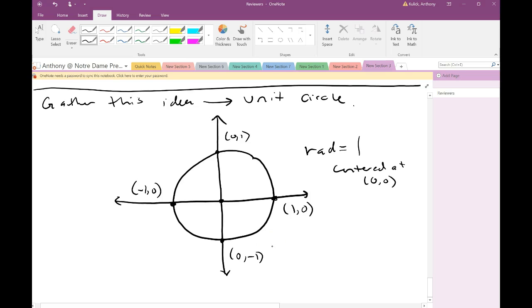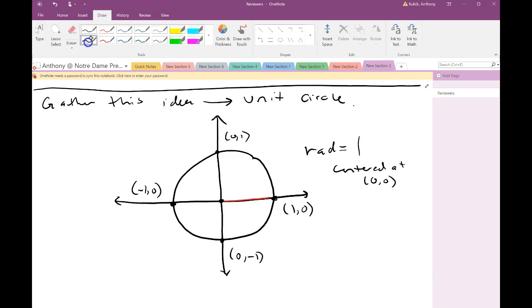How did I label those all so quickly? Well, if the radius is 1, I know this length is 1, right? So we've gone 1 unit horizontally in the positive direction. So the x-coordinate is 1. And we've gone 0 units up or down, so the y-coordinate is 0. Similarly for the other 3 directions. Is everybody okay with that idea?